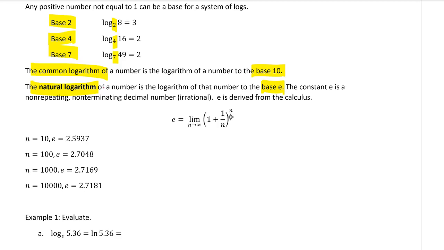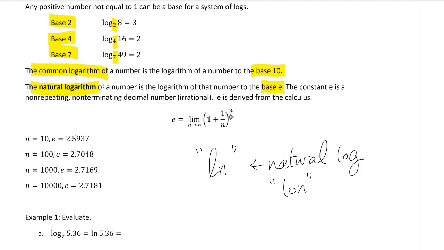So if you go onto your calculator, you should see a button that says ln. This is the natural log. And you might hear some people call it ln, in terms of reading it, but that is kind of it.